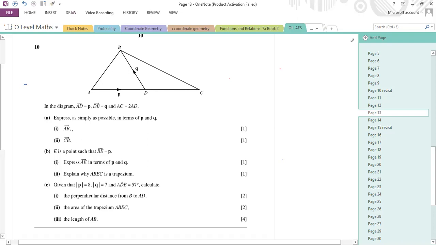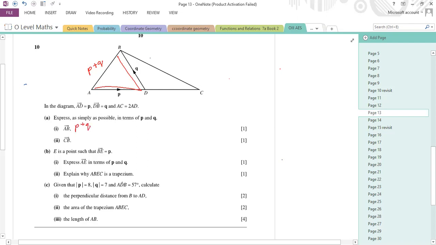First, it is asking AB, and I'm pretty sure everybody is very well aware that going from A to B it is going to become P plus Q, because we are going right away from A to D and then from D to B. So it is going to become P plus Q.